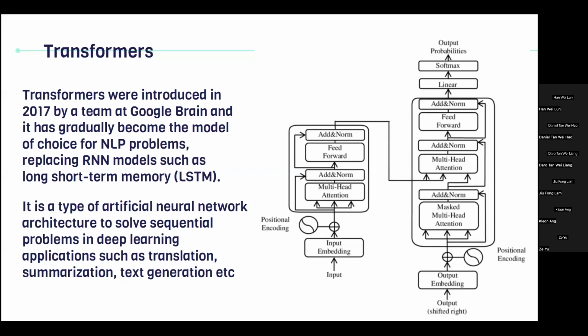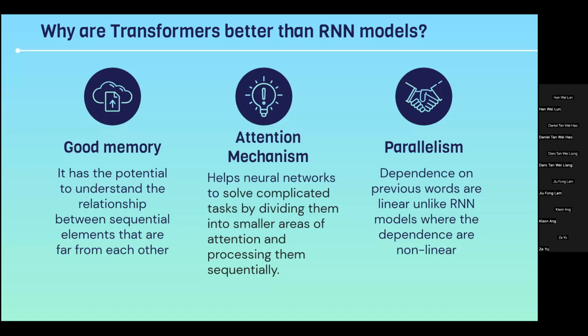So let's move on to transformers. Transformers were introduced in 2017 by a team at Google Brain and have gradually become the model of choice for natural language problems, rather than using RNNs like the LSTM that we saw previously. A transformer is basically a form of artificial neural network architecture that is able to do things like translation, summarization, and text generation. There's a diagram here on the right that I'll go more in depth into later. Just know that a transformer is just another form of neural network modeling. And why are transformers better than RNNs, right? We say a lot of not nice things about RNNs.